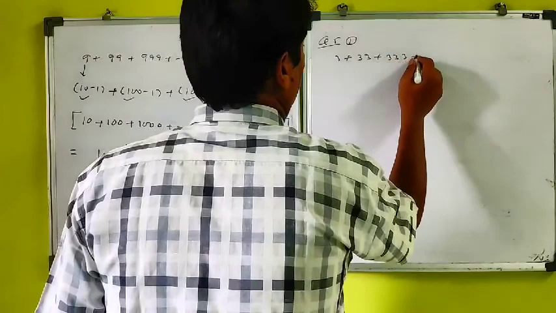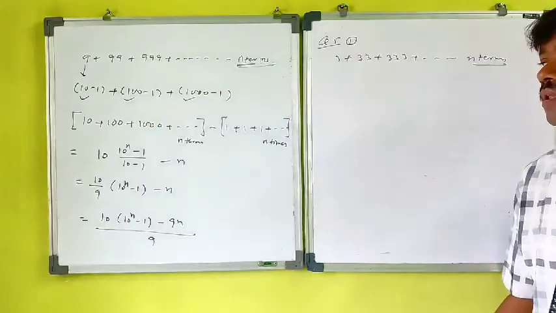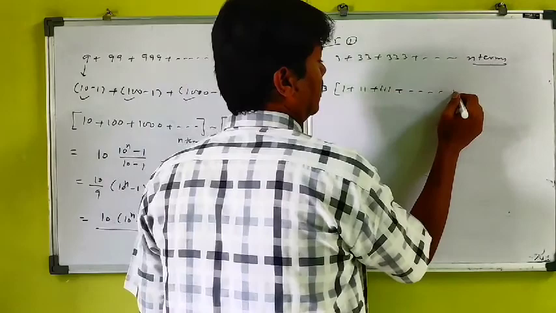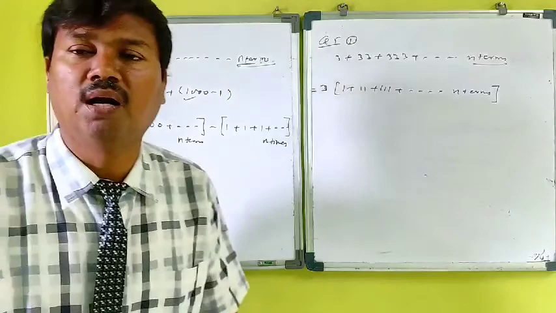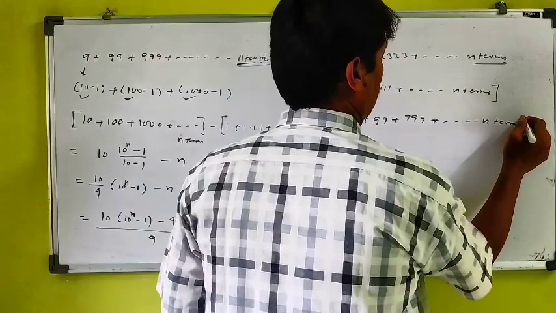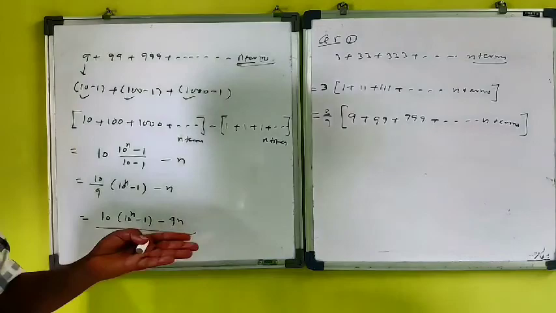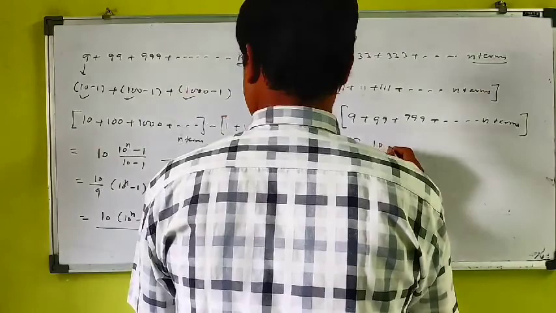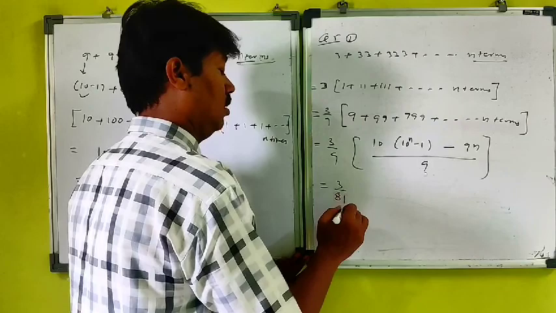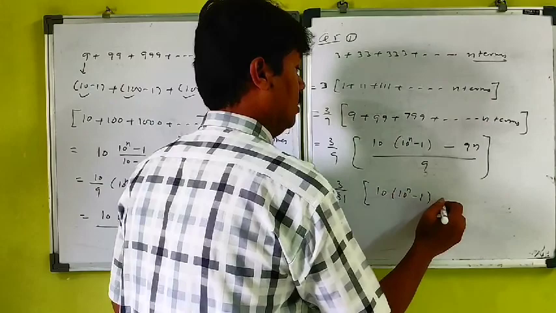So what to do with that? The question is very simple. We will take 3 common. If you take 3 common, it becomes 1, 11, 111, like this, n terms. 3 is taken as common. Divide by 9, multiply by 9. So this becomes 3 upon 9 times 9, 99, 999, like this, n terms. Now this value is nothing but this one, so I can put this as 3 upon 9 into 10 upon 9. So that becomes 3 upon 81, in the bracket 10 into 10 raised to n minus 1 minus 9n, like this.